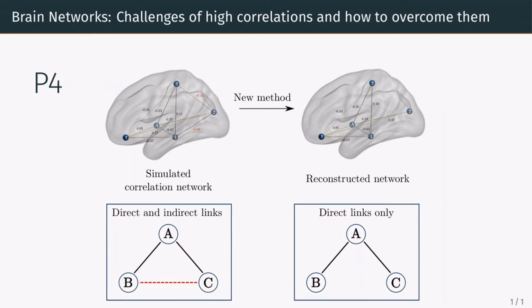To better understand this, have a look at the box at the bottom left. Assume we have 3 nodes, A, B, and C, and A is directly coupled to node B and C. If we were to measure this network by correlation, we would find a correlation between node B and C, which is then an indirect link because it is just arising because B and C are linked to node A. Existing methods to filter out these indirect links fail in the presence of high correlations, and this is typically the case in brain networks.